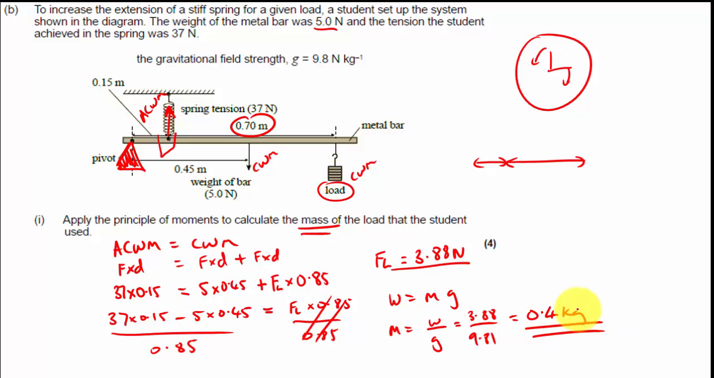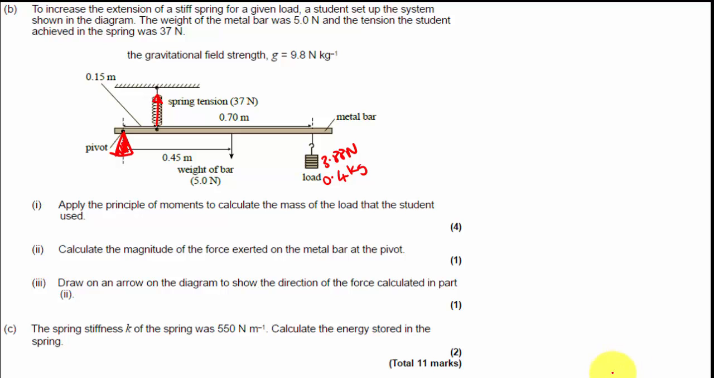Okay, so the next part of the question, we've answered the 4-mark question. The next part is asking, calculate the magnitude of the force exerted on the metal bar at the pivot. So the pivot must be applying a force to this thing. You can use the second condition of equilibrium to work this out, which you could just think of as being whatever's pushing up must be equal to whatever's pushing down. For the thing to be in equilibrium, the forces in the y direction must add up to 0, which is basically what I'm saying there.